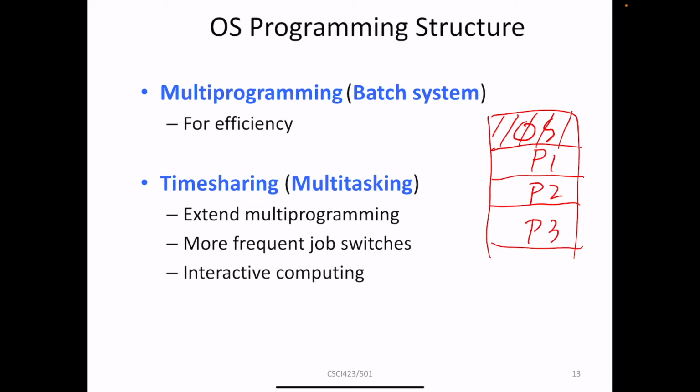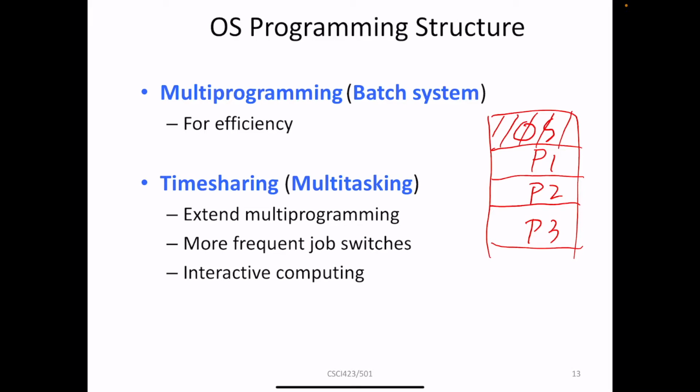So time sharing is a very good structure to support interactive computing. Nowadays, most personal computers, which use Windows, Mac OS, or even Linux, are using a time sharing programming structure. Then some students may ask, it looks like time sharing is always beating multi-programming, so why do we still have a multi-programming structure?